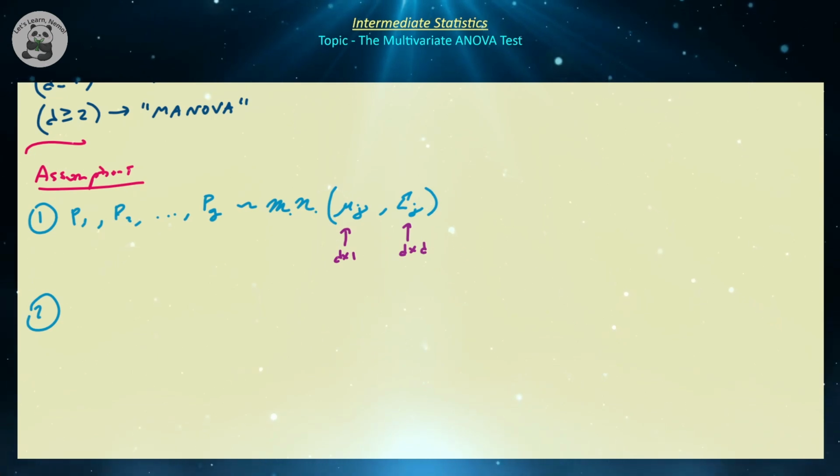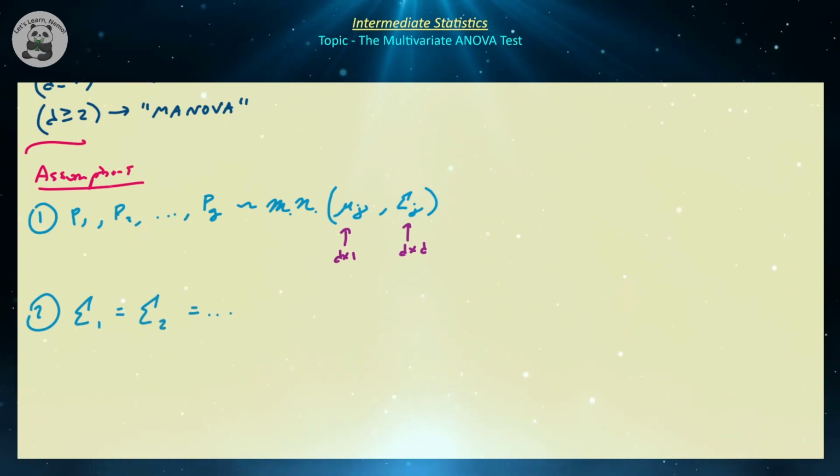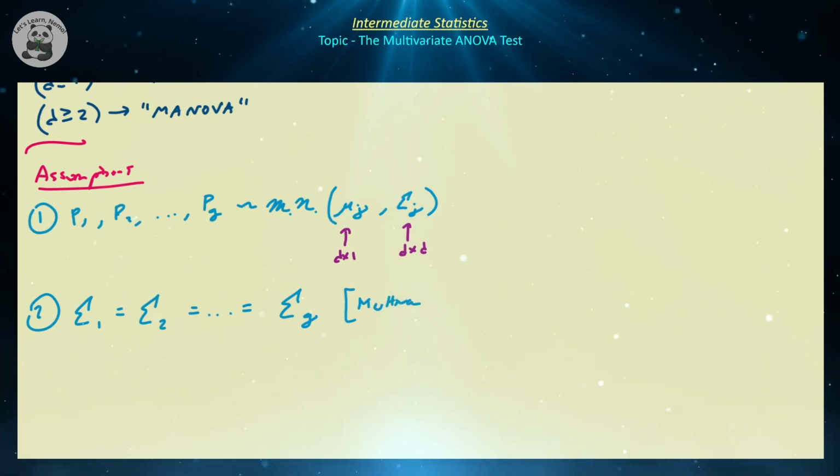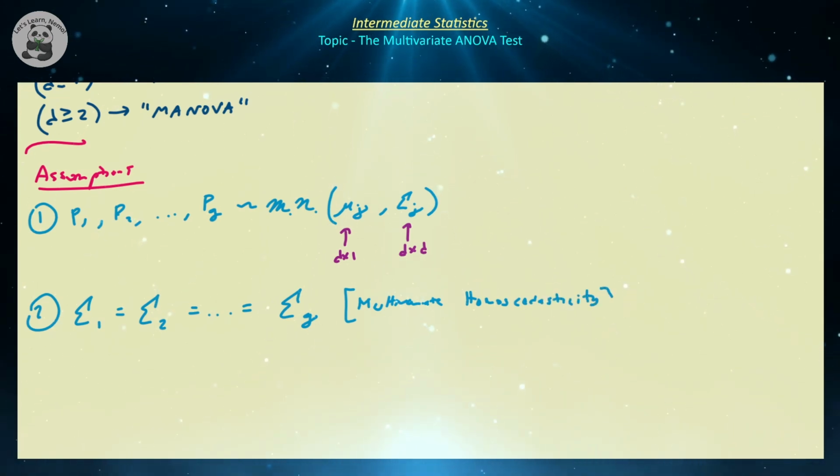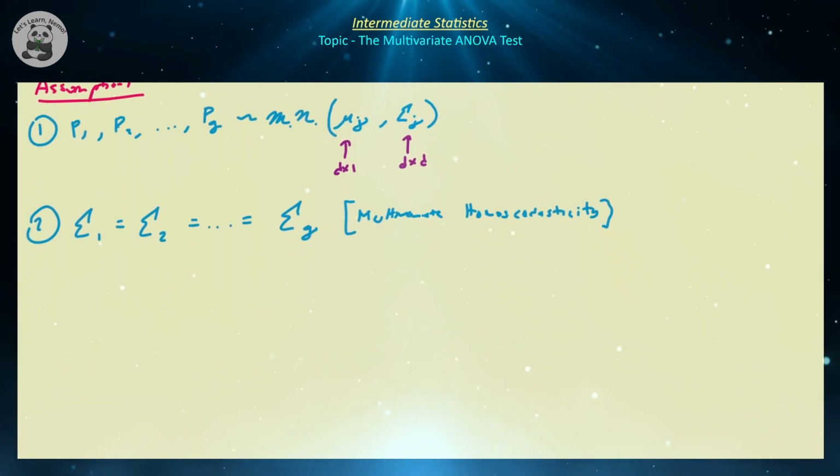The second assumption that must be met for this MANOVA test to be trustworthy is that each of the population covariance matrices, sigma 1, sigma 2, all the way down to sigma g, must all be equal to one another, and usually we refer to this as multivariate homoscedasticity. So all of the covariance matrices must be equal to one another. Most of the time we don't know this, so we would have to test this with some multivariate extension of, say, the Bartlett test, which is what we usually use for the univariate case.